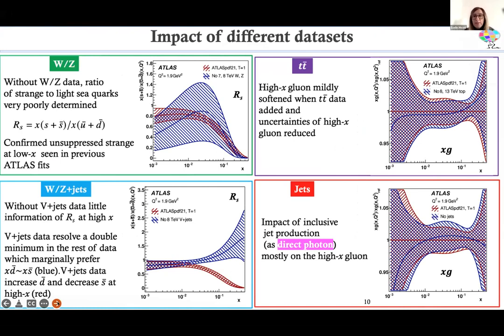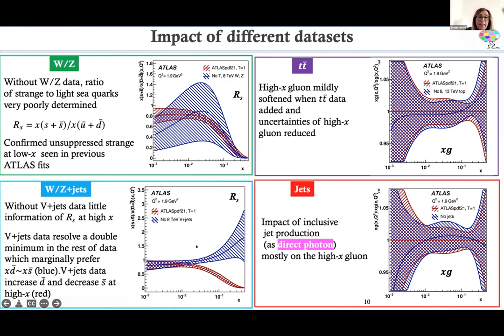Here we compare the result of the nominal fit in red with the result of a fit where we removed some datasets in blue. So, without the W plus Z inclusive data, the strange density, which here is represented as the ratio of the strange to the light anti-quark, as you see here, is very poorly determined. If we fix the attention on the nominal result, the red curve, we see that is confirmed the unsuppressed strangeness at low x already seen in the previous ATLAS fit.